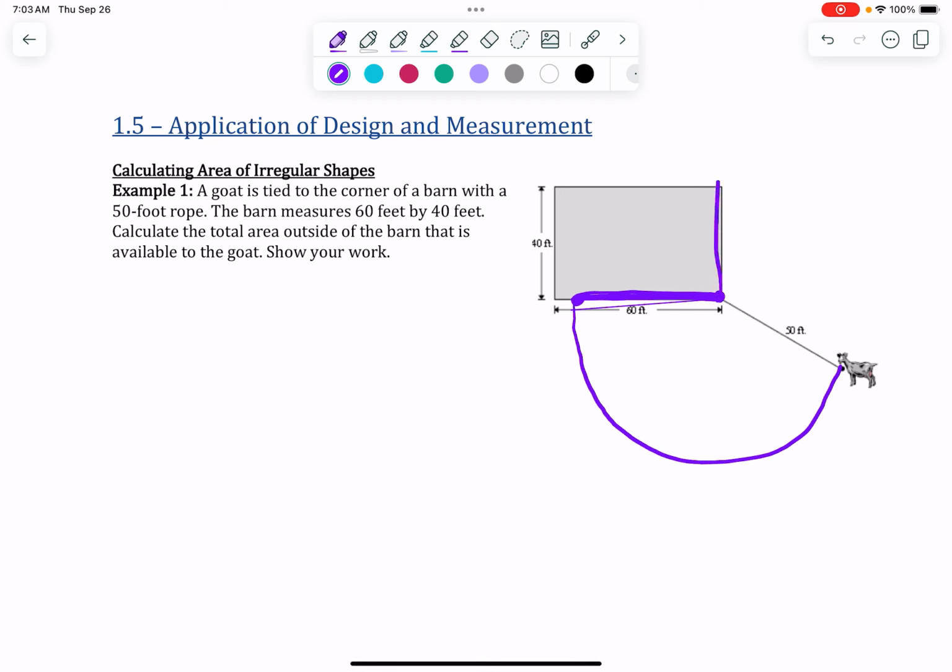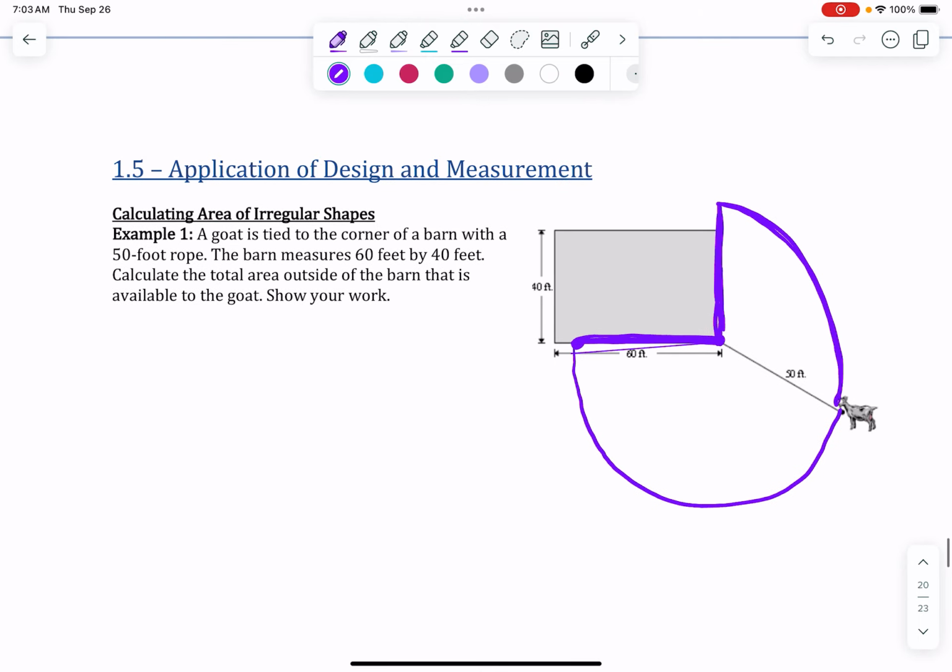We have the building here. It can also go 50 feet this way. And I could continue on this circle. This time, though, the goat's leash is actually longer than the side of the building, right? So let's just talk about what we have so far.